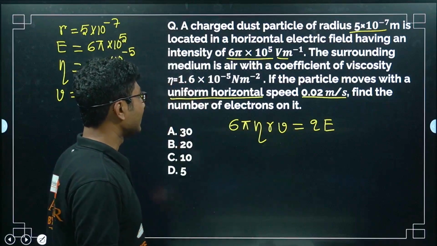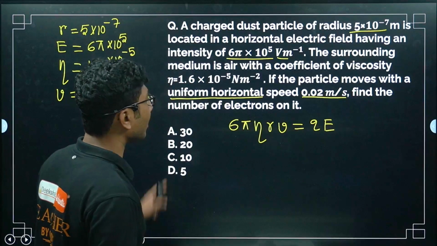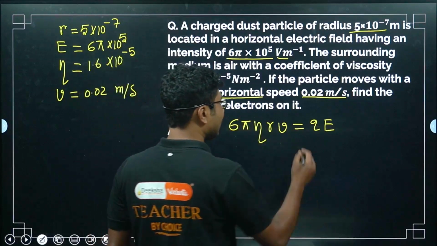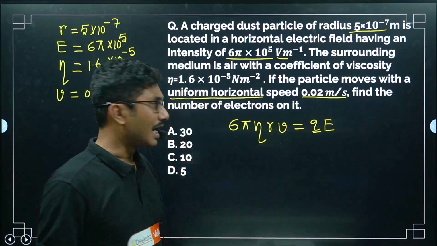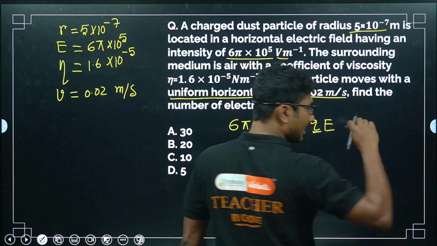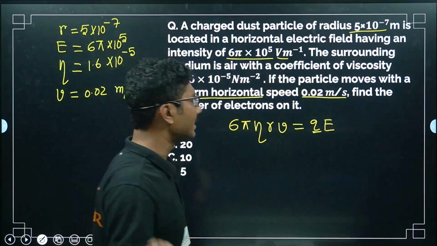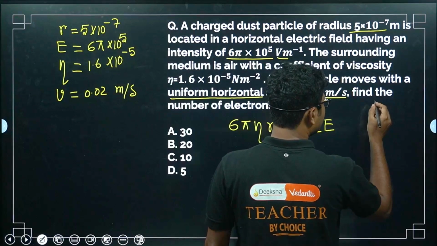That is the major thing, and they have asked you to find the number of electrons, not only Q. So the first thing we will do, we will first find the charge Q, and after you find the Q, it is very easy to calculate the number of electrons, because it will be a very simple value.